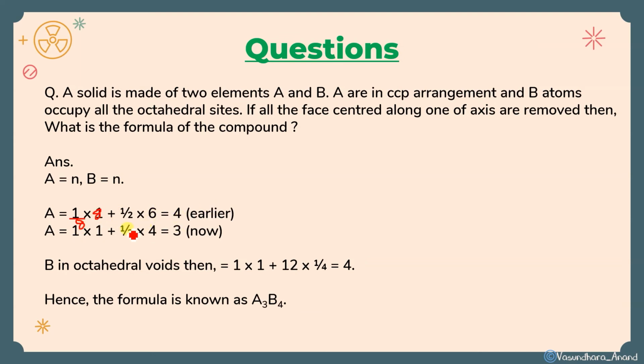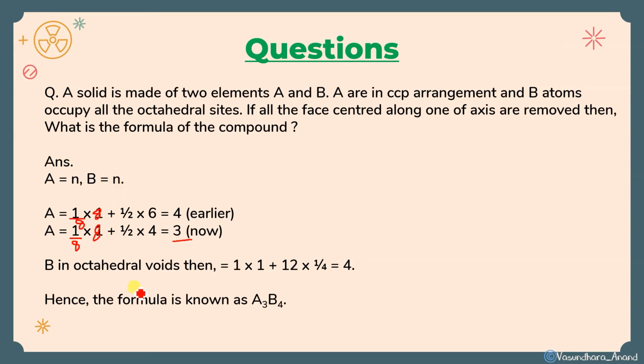Earlier it was 4, but now what is happening? All the face centered along one axis are removed, so this is not going to change. It will remain like this, isn't it? And the face centered ones, total face centered are 6, so out of 6, 2 will be removed, isn't it? So now it is left with 4 only. So if you solve this, you will get 3. So that means A, earlier it was 4, but now it is not 4. A will be 3 only. But there is no difference in B, so B will remain as it is, okay?